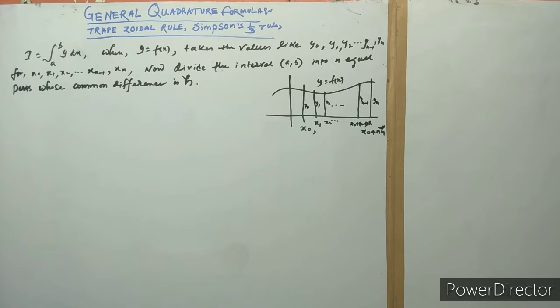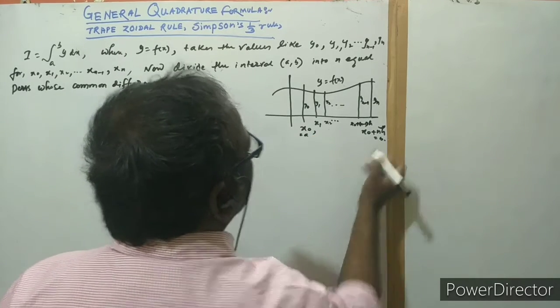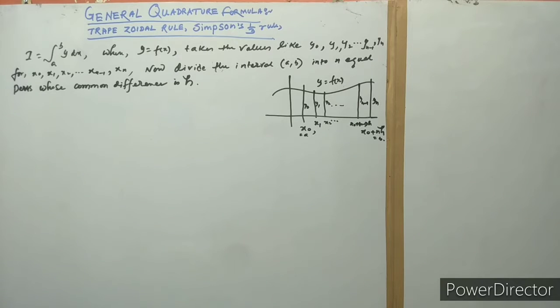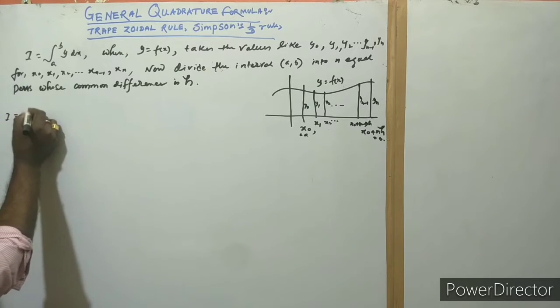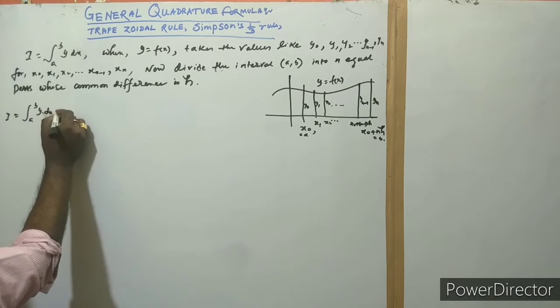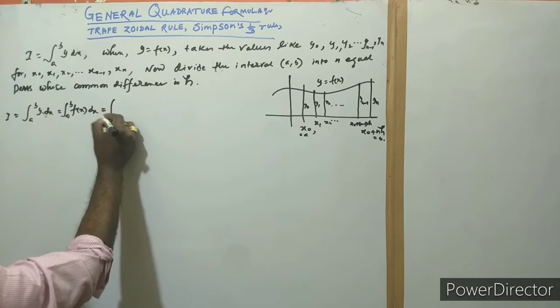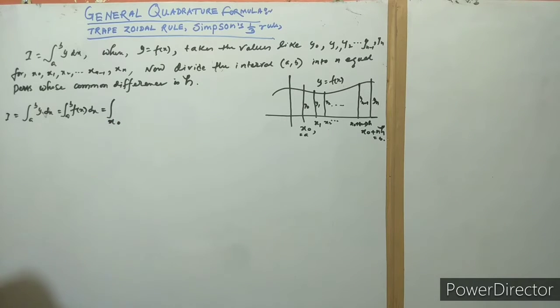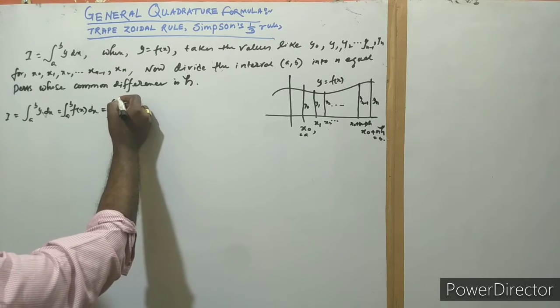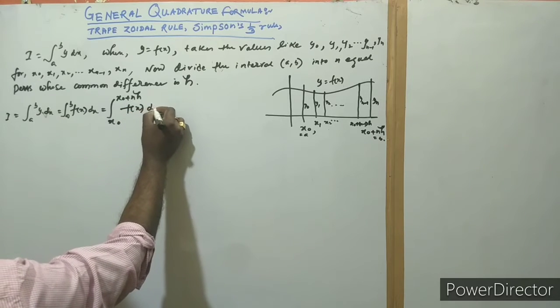This is A and this is B, that is the domain A to B. Now I is equal to the integral from A to B of y dx, that is, sorry, f of x dx. Actually this is x naught to x naught plus nh, then f of x dx.